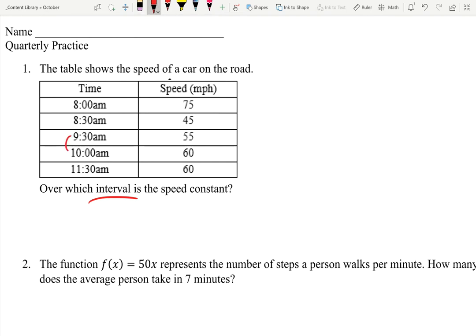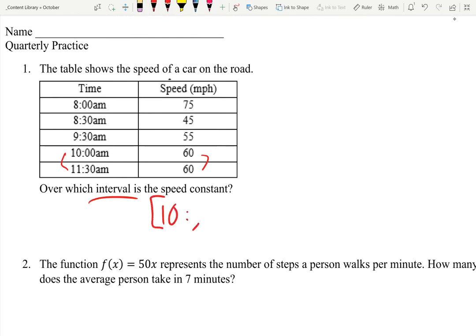From 9:30 to 10, we went from 55 to 60. So that's another increase in speed over that time. And then from 10 to 11:30, we went from 60 to 60. So this right here is where our speed remained constant. It did not go up, increase. It did not go down, decrease. It stayed exactly the same. So when we're answering this question, we're going to say, okay, well, the speed remained constant over the interval.